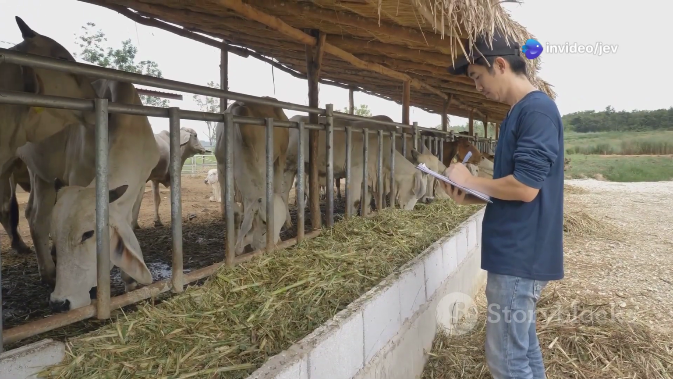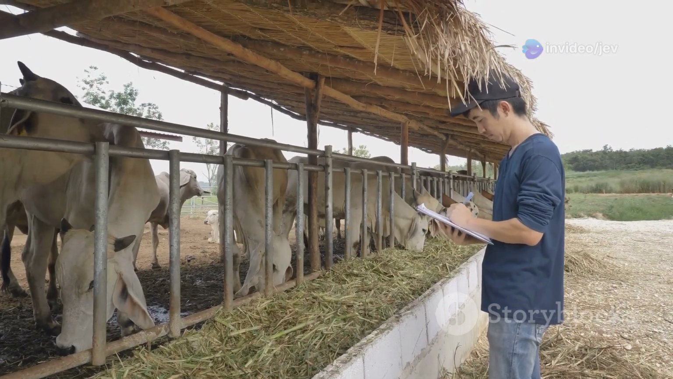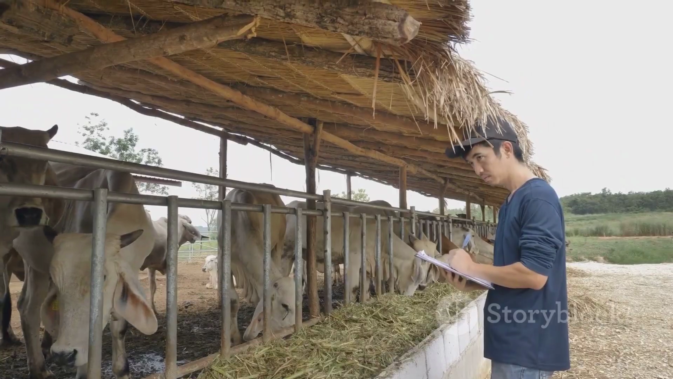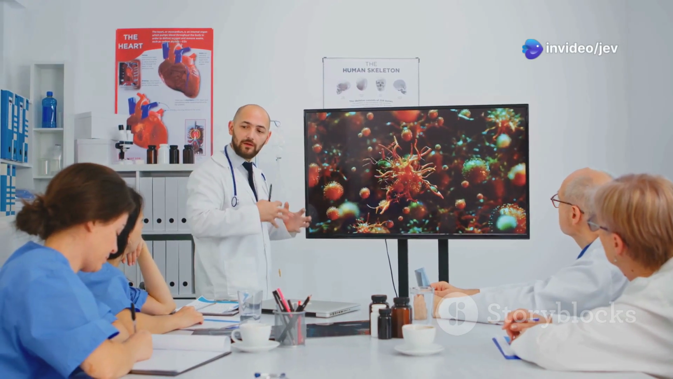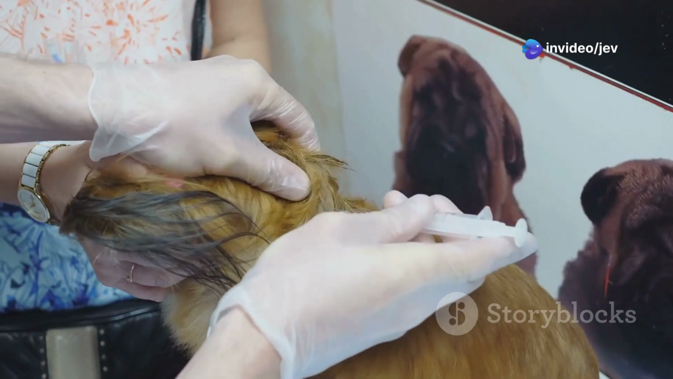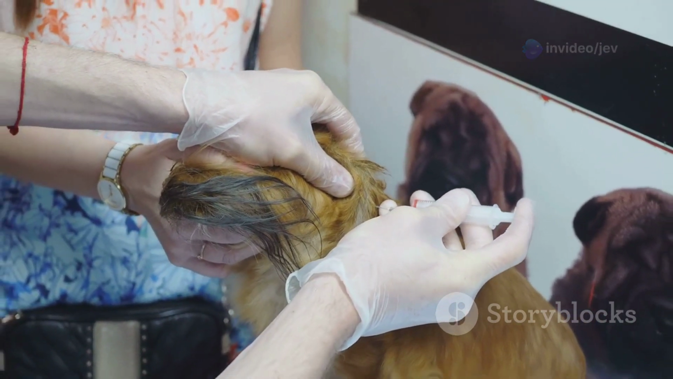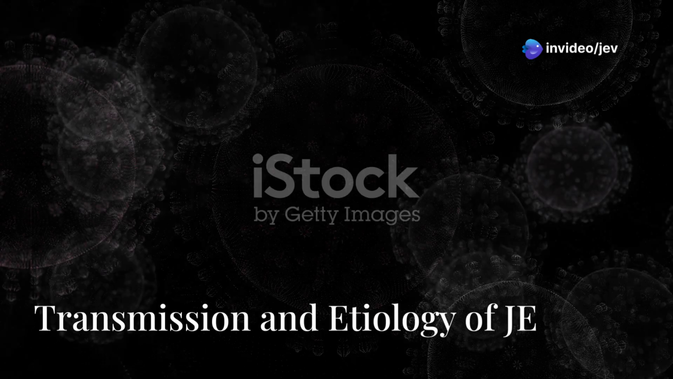Farmers are impacted by JE. Their animals can get sick and die, which can cause financial problems. Understanding JE is important for both health and economic reasons. We need to know how it spreads to effectively control and prevent outbreaks. We also need to know how to protect ourselves and our animals through measures like vaccination and mosquito control. This essay will explore JE in more detail, covering its causes, effects, and prevention strategies.